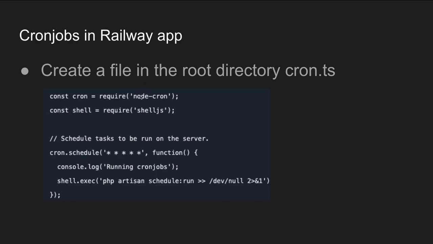You just require node-cron, require shelljs, and cron.schedule. The first argument is the format, and the second is the function that you want to run. This function runs every minute. I'm just console logging "running crons" so that you can see in the log whether the crons are running successfully or not. The second one is shell.exec, running a shell command, php artisan schedule:run. This is a specific example related to Laravel. If you want to run Laravel task scheduling, then you need to add this to your cron. So this is one way of doing it.